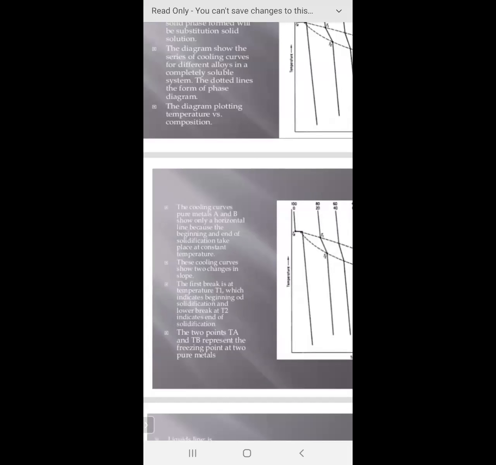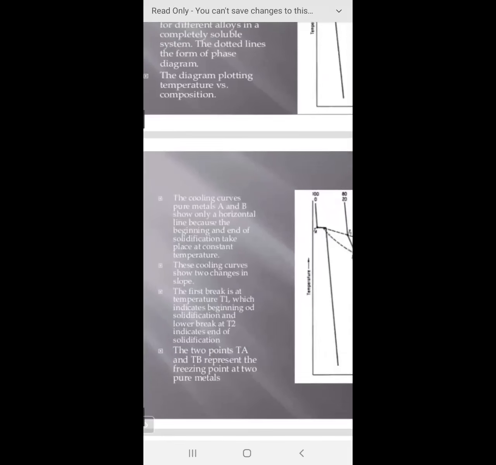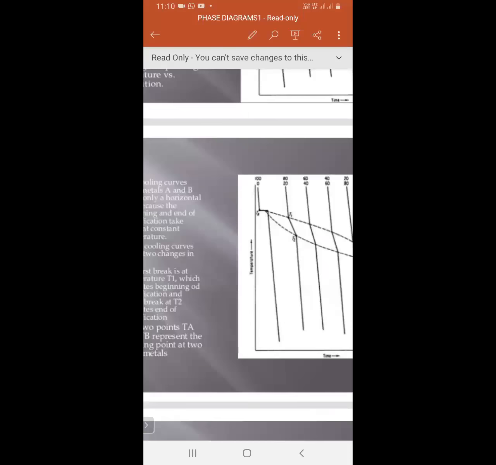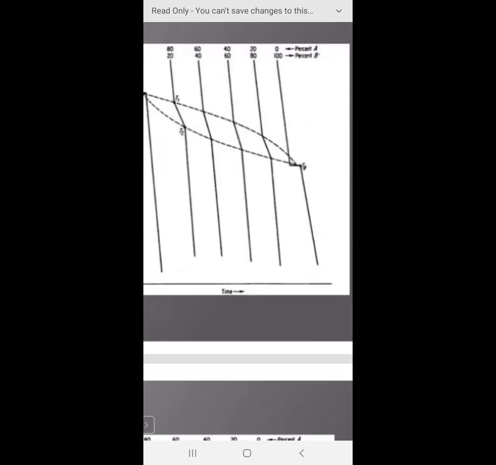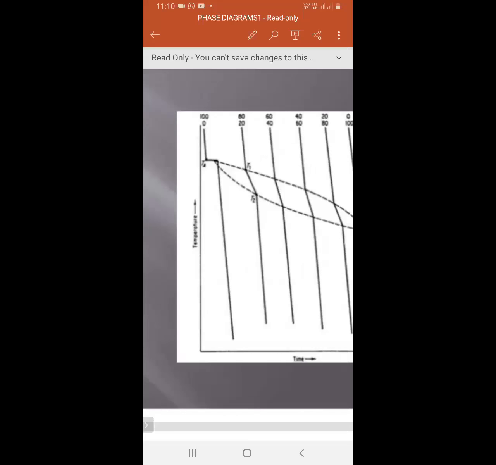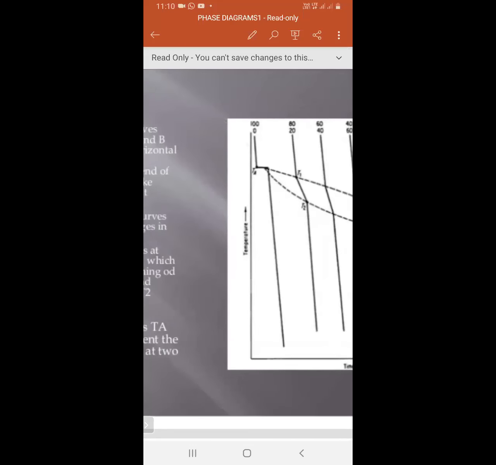Pure metals A and B show only a horizontal line. Okay, A and B only a horizontal line. For pure metals, the cooling curve is a horizontal line. Last class I discussed that one. Because the beginning and the ending of solidification take place at constant temperature. Here this one is the beginning, and here this one is the ending. Solidification occurs at a constant temperature.